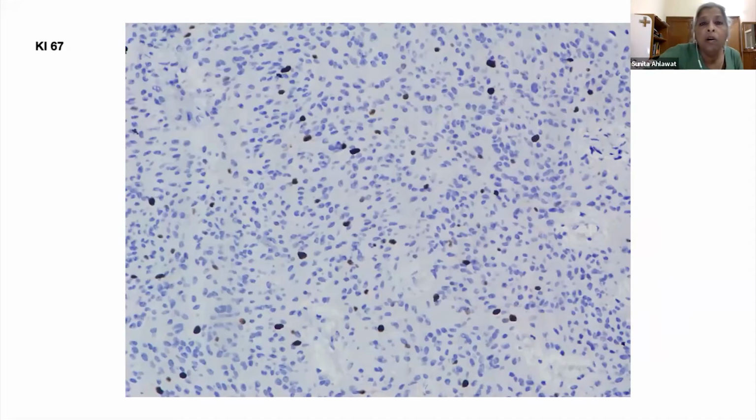So, Gaurav, how will we report this? How should we report this tumor? What is your opinion? This case came before you joined us.